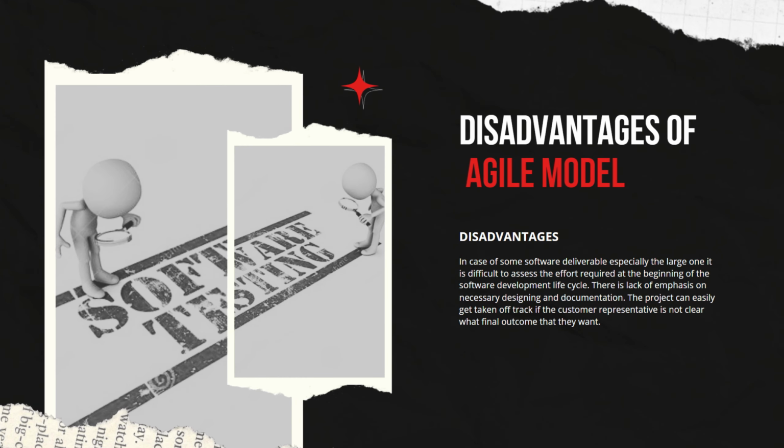Next, disadvantages of the Agile model. In case of some software deliverables, especially large ones, it is difficult to assess the effort required at the beginning of the software development life cycle. There is a lack of emphasis on necessary designing and documentation. The project can easily get taken off track if the customer representative is not clear about what final outcome they want.